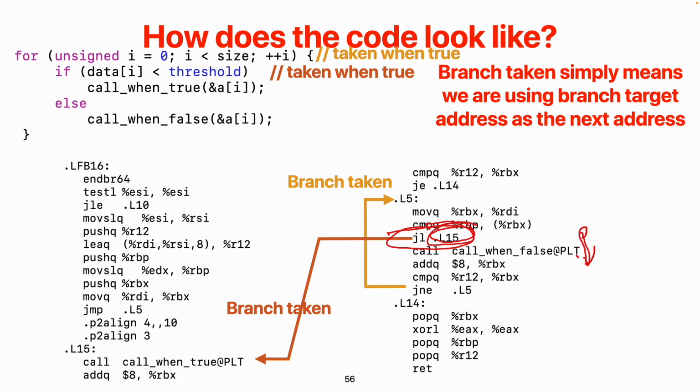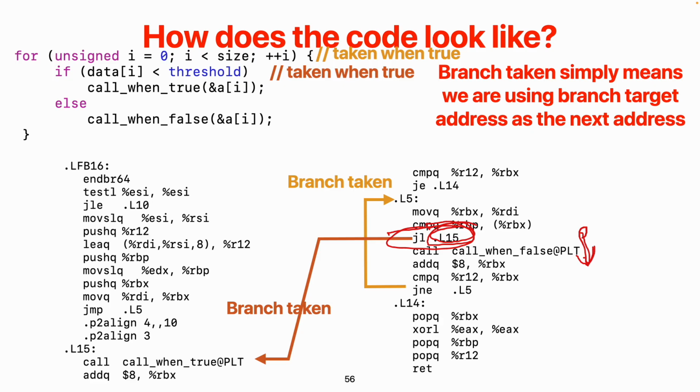If it goes to the next instruction, that's called not taken. And why do I want to say this? Because a lot of people think that whenever I see an if statement, when it's true, it should be taken. When it's false, it should be not taken. But in a lot of cases, that's actually not right.